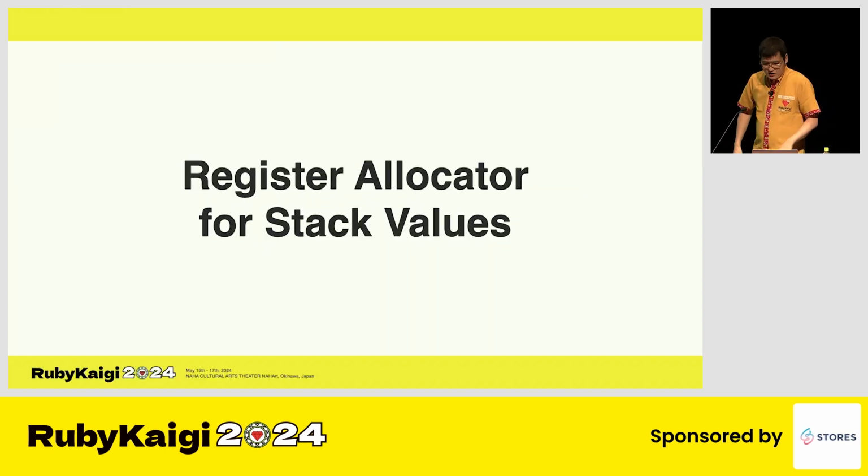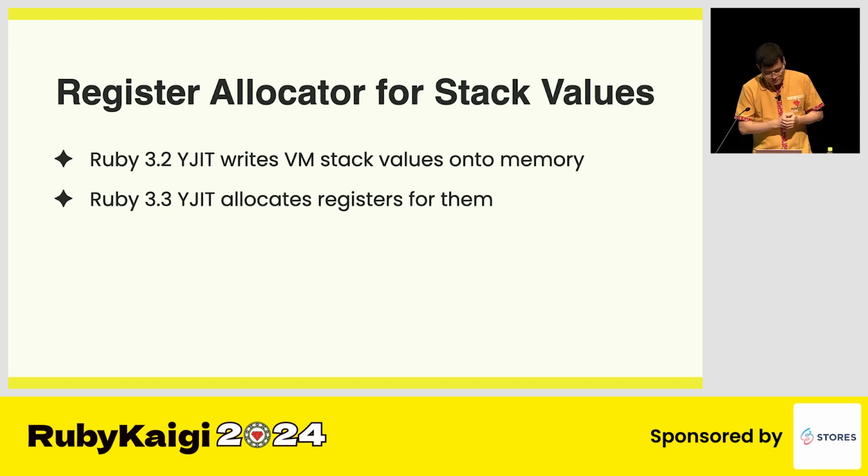The next topic is a new register allocator for stack values. The Ruby virtual machine is implemented as a stack virtual machine, so it internally maintains its own virtual machine stack. And we implemented a new register allocator for those values. So I'm just going to go through how it works.